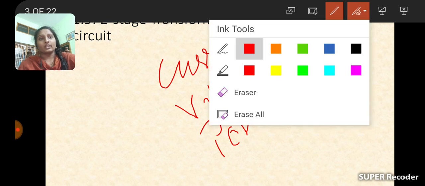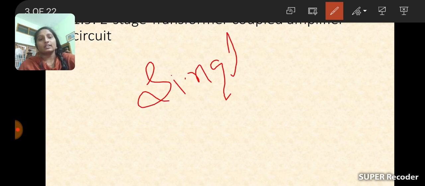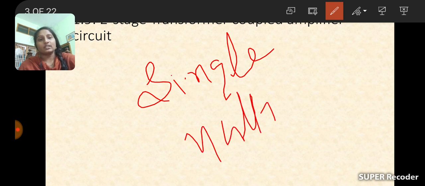And coming to the next one, according to the number of stages used in the construction to produce the output, the amplifiers are again classified into two types. The first one is called single stage amplifier. The next one is called multi-stage amplifier.